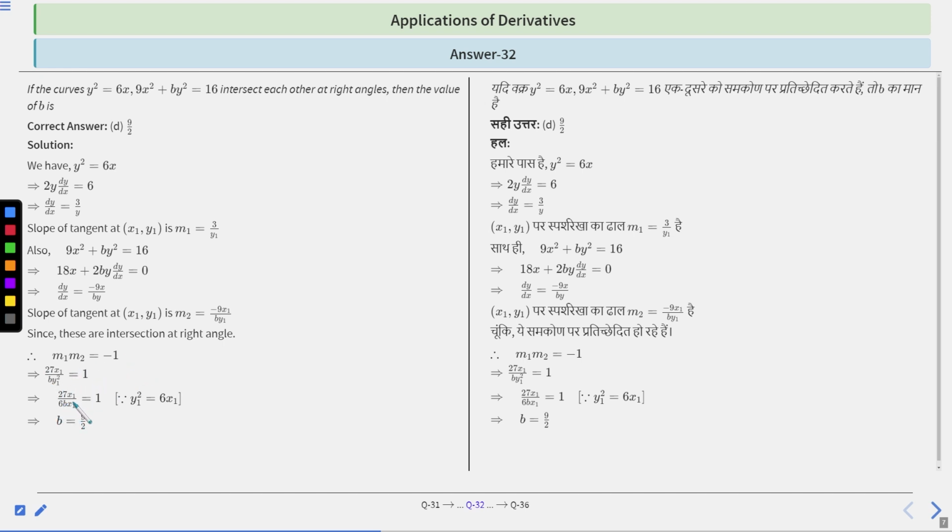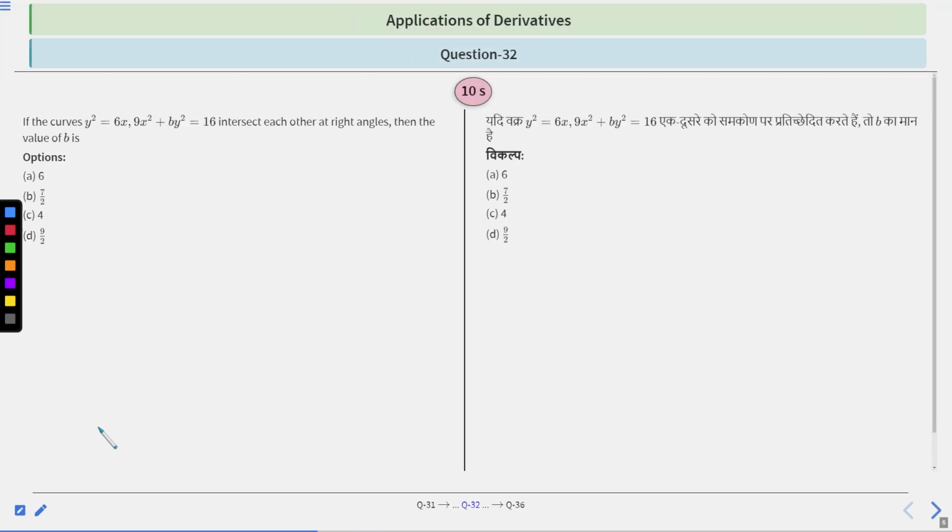27x1 upon y1 square, which is basically 6x1, right? So 6bx1. So x1 and x1 will be cancelled out, which is equal to 1. So b can be written as 27 by 6, which is equal to 9 by 2. Alright, therefore b is equal to 9 by 2. So I think option D is the right choice, 9 by 2.